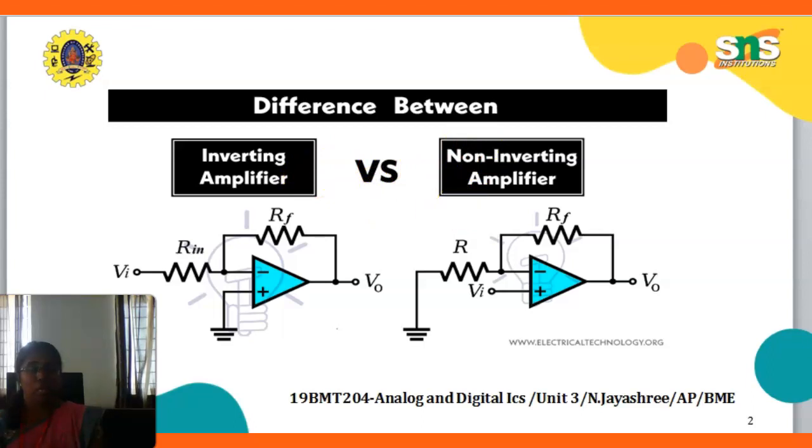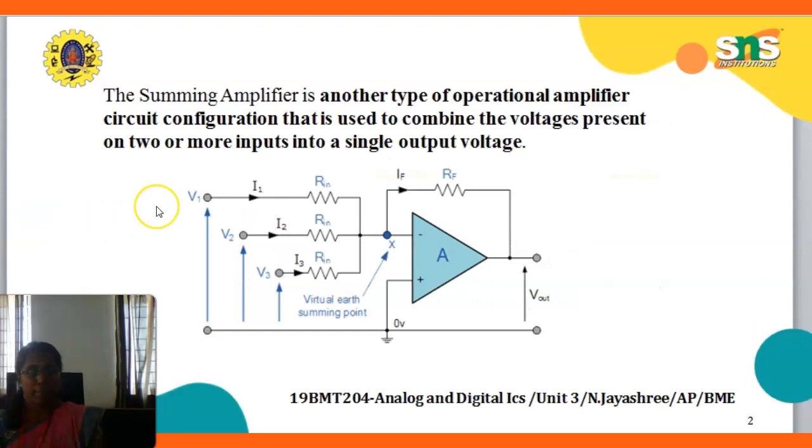Let us see what is meant by a summing amplifier. The summing amplifier is another type of operational amplifier circuit that is used to combine the voltage present on two or more inputs into a single output voltage.